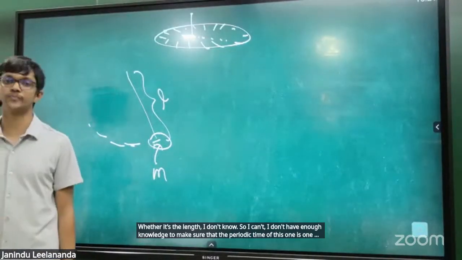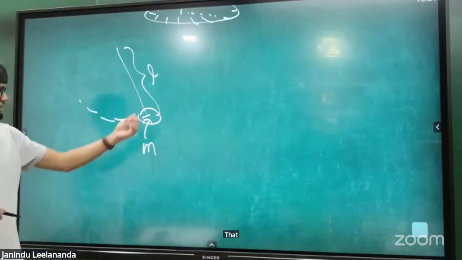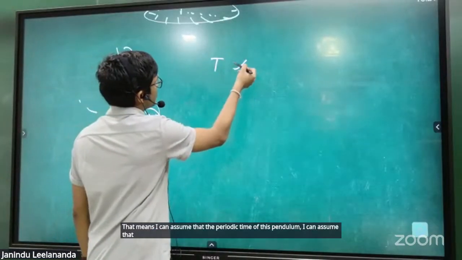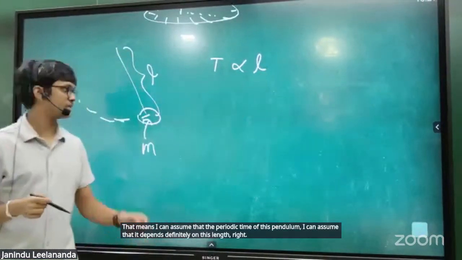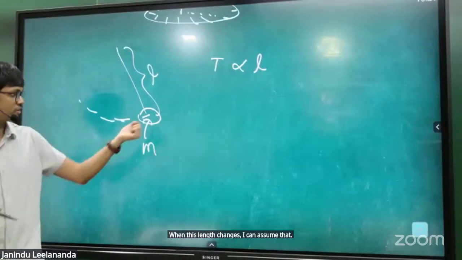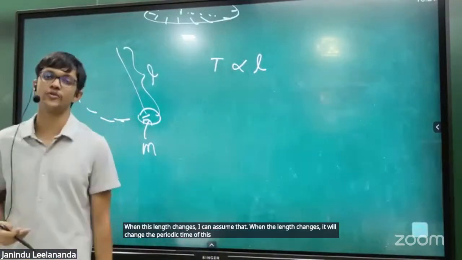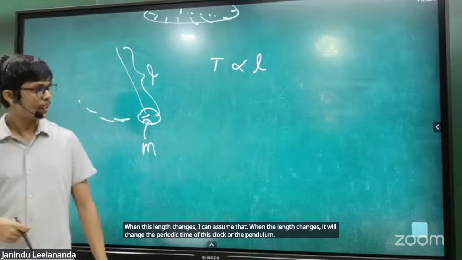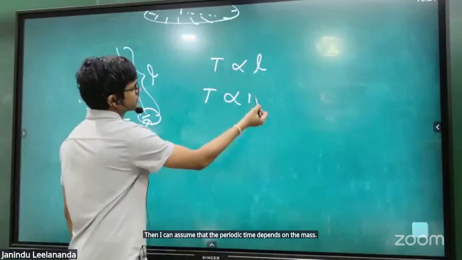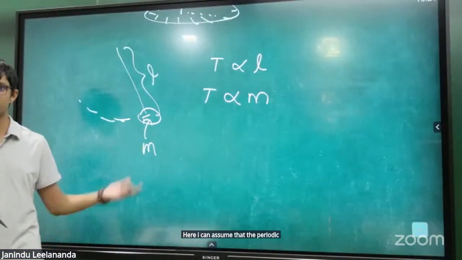But I can assume. That means I can assume that the periodic time of this pendulum definitely depends on this length, right? When the length changes, it will change the periodic time of this clock or the pendulum. Clear? Then I can assume that the periodic time depends on the mass.